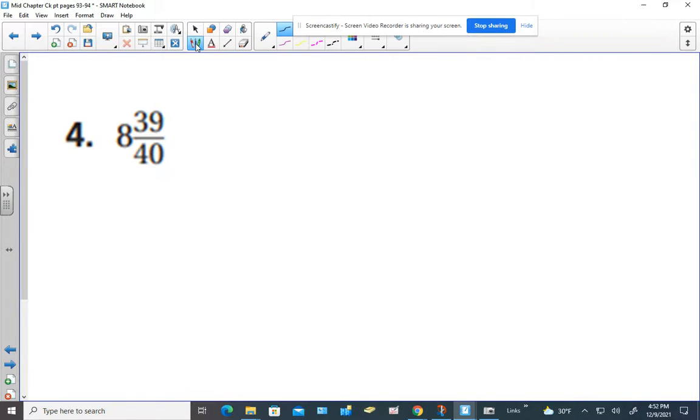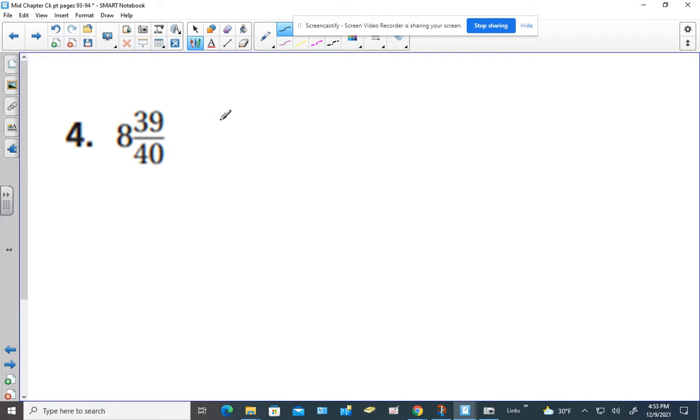Hey everybody, Mrs. Bianchi. We're looking at number 4, and the directions are to find the decimal equivalent for 8 and 39/40ths. So we have a couple options for how we can do this. One option is to turn this whole thing into an improper fraction and rethink it as something over 40ths. The unfortunate thing with doing that is you're going to get big numbers if you do that.